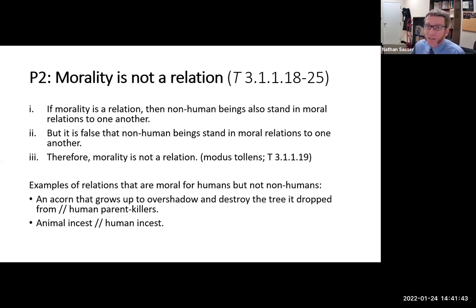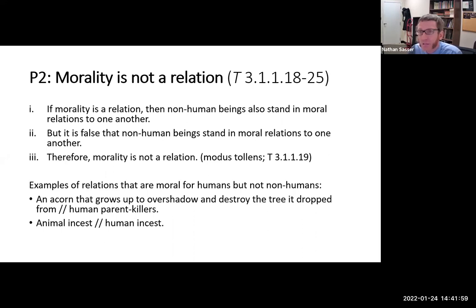That's his argument. He wants to say morality isn't just a relationship between two objects. Any kind of relationship you can pick out is also going to apply to stuff that you don't want to say is actually moral or immoral. Okay, that's his argument for premise 2. What about then for premise 3?